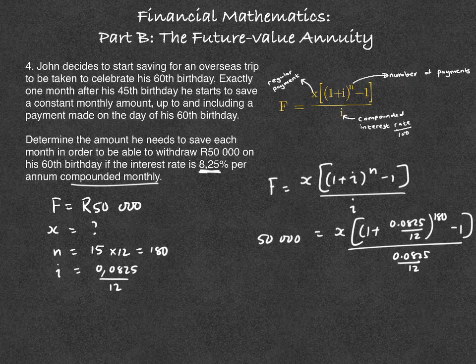I would recommend that you save this part here, all of this that is multiplied by X, store it in the memory function, and then just go 50,000 divided by that memory. And just check if you've done it right. X then is going to equal 50,000 divided by all of that, which equals 141 Rand and 32 cents. So if he saves 141 Rand per month over 15 years, he will have 50,000 Rand to, I don't know, go on a hot air balloon ride or something in the land of Jonah.